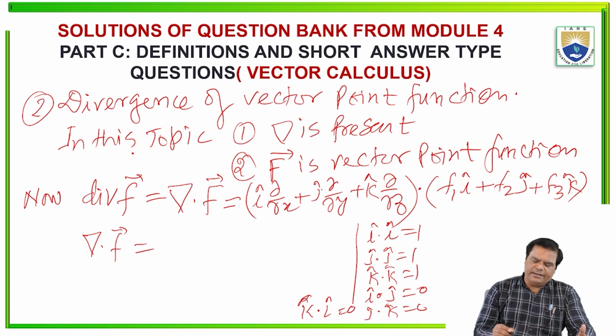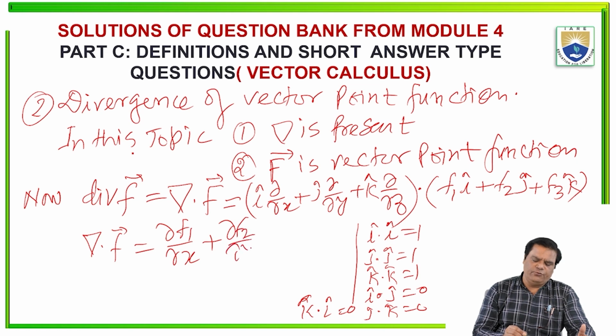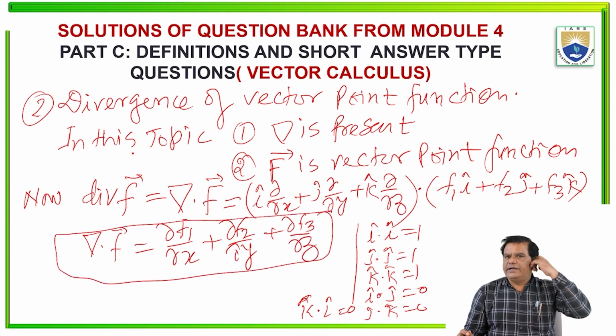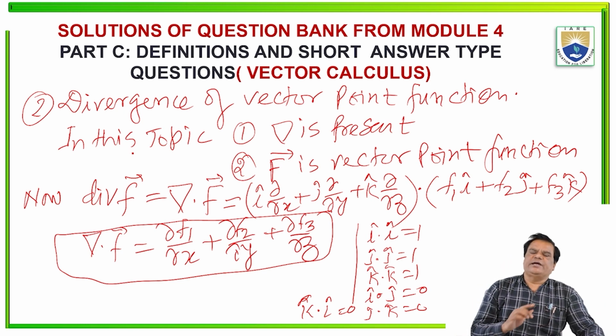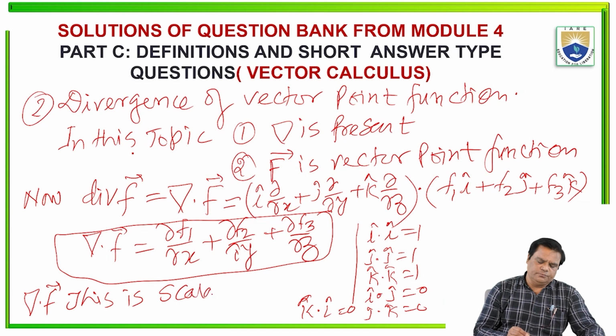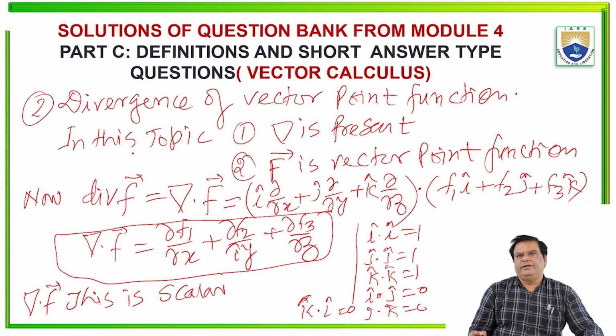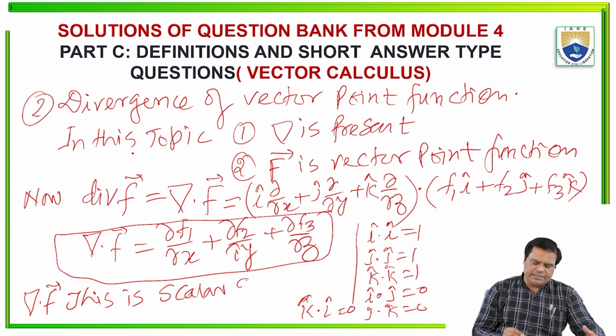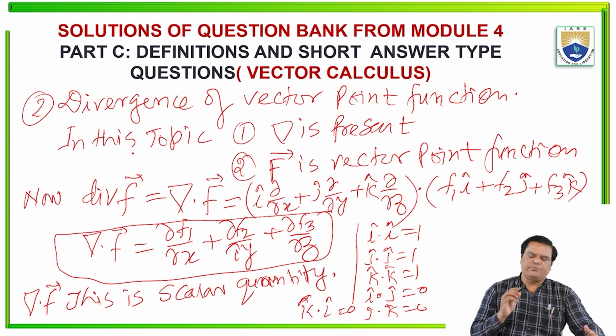So now we get here i dot i is 1. So we get ∂f1/∂x + ∂f2/∂y + ∂f3/∂z. So this is the divergence of a vector point function. This is a scalar quantity, del dot vector f. Divergence of a vector point function is a scalar quantity. Okay.